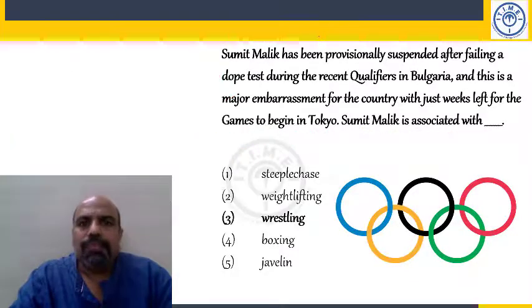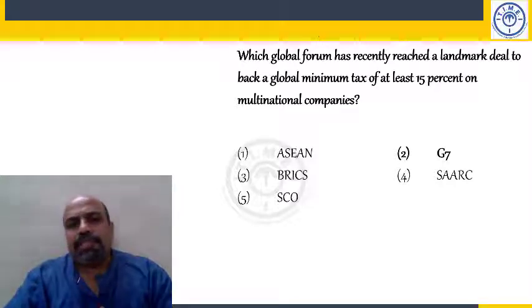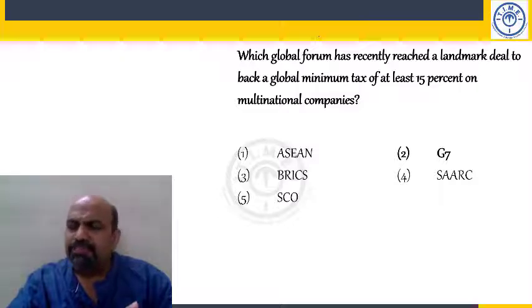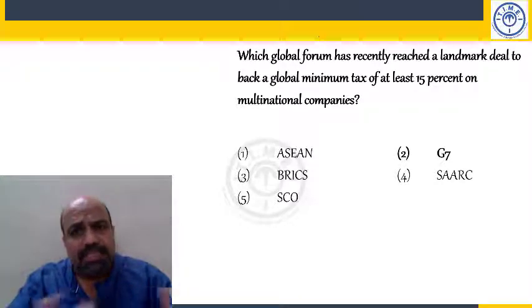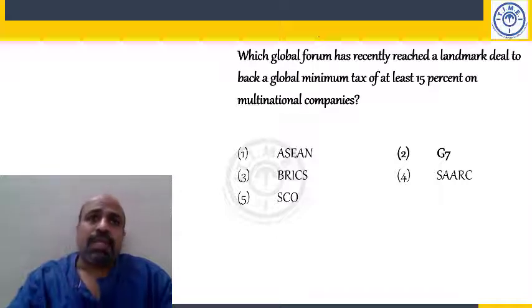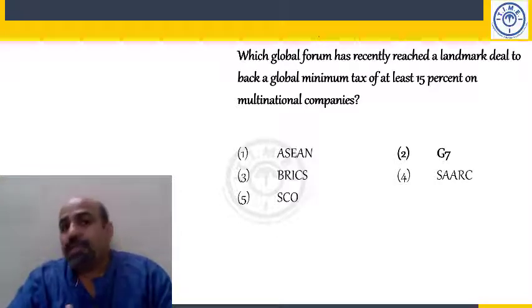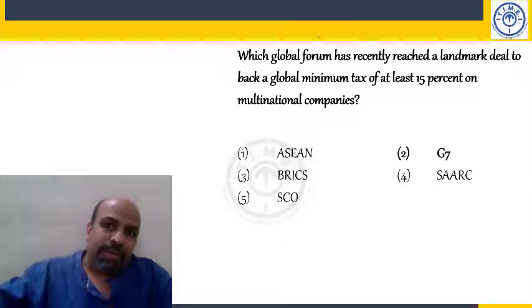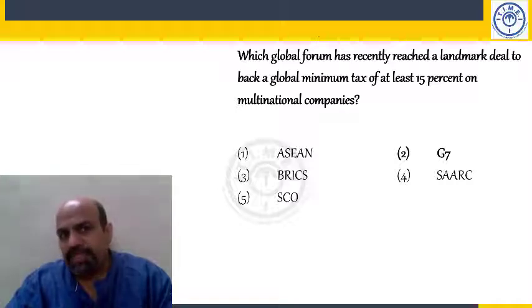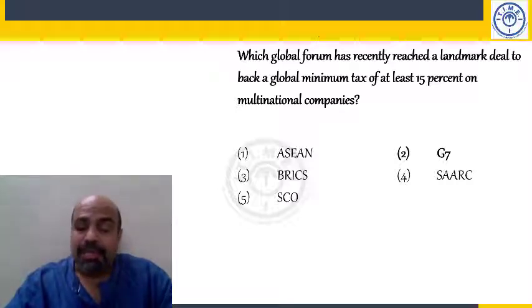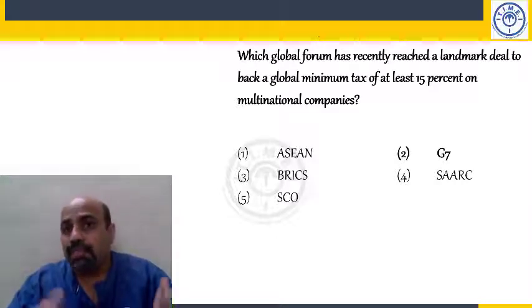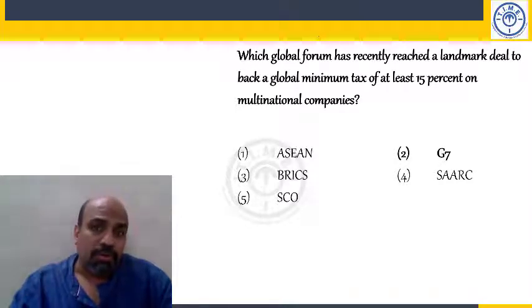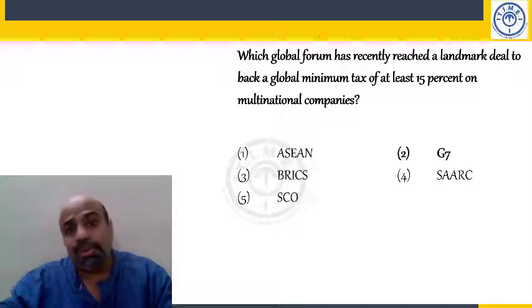That's a lot of information you've taken. Which global forum has recently reached a landmark deal to back a global minimum tax of at least 15% on multinational corporations? The G7 recently met in England. G7 is group of seven, and they came up with this idea that large corporates are escaping their tax obligations because they are registered elsewhere. For example, a company called X, let's not name any company. X is registered in a place like Ireland.